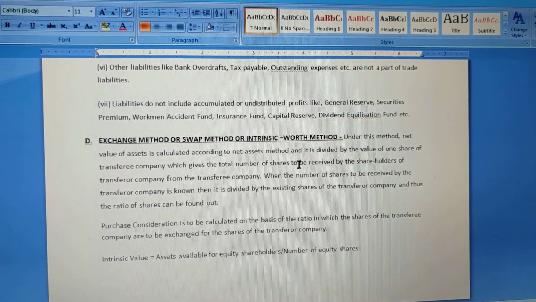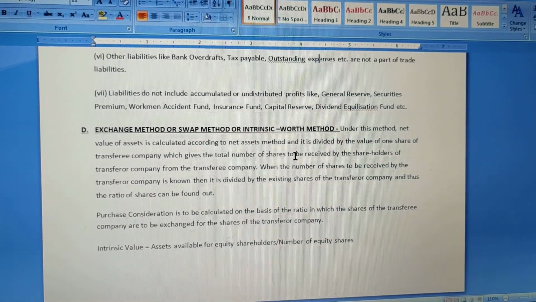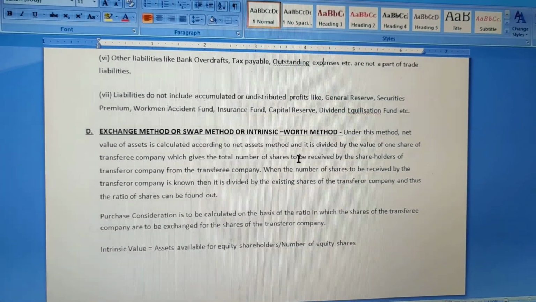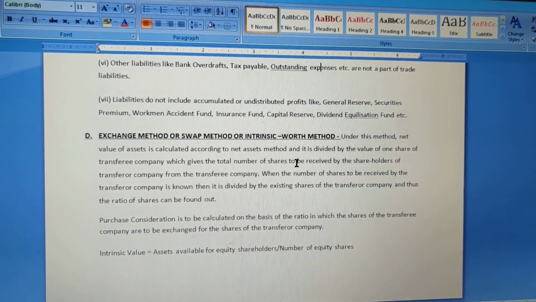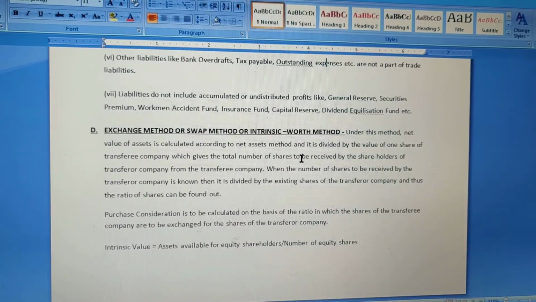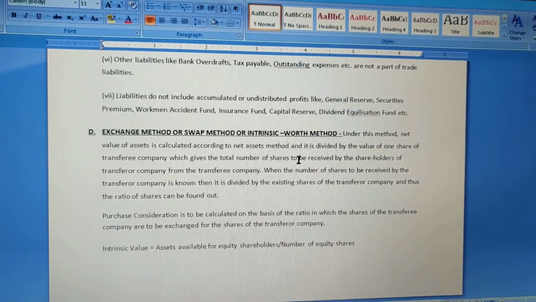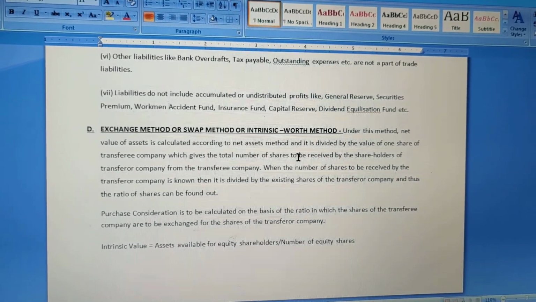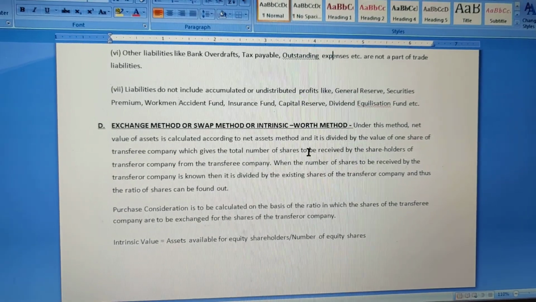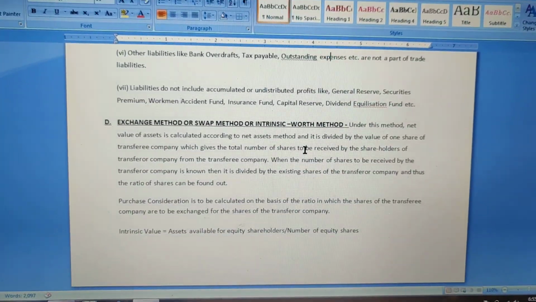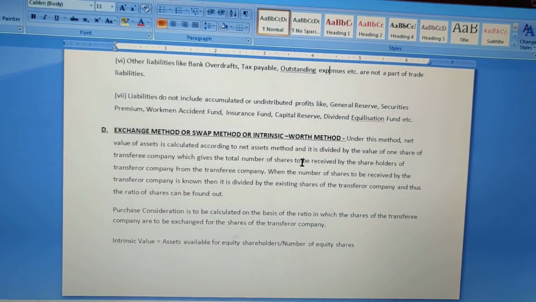Then you have to make the preference shareholders account, debentures account, and the cash and bank ledger. So you have to make a number of ledgers while you close the selling company's books. Clear? Then you make your journal entries, and you have to calculate the net assets as well. Obviously, you have to calculate the purchase consideration by the net asset method or whichever method you adopt according to the information given in the question. Clear? So that was the net asset method.